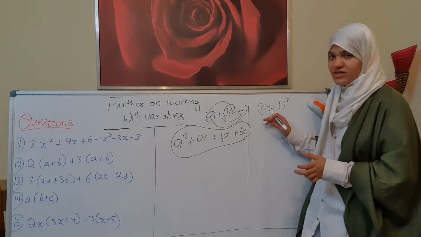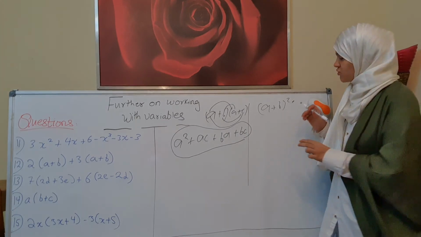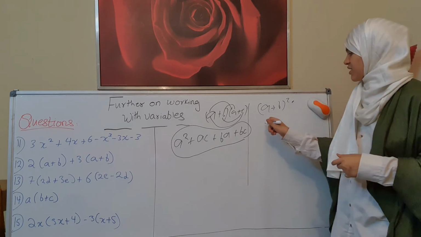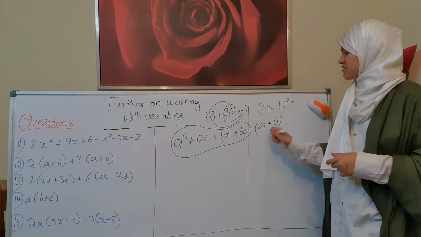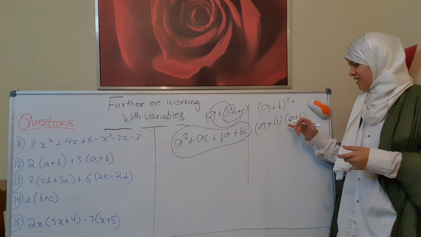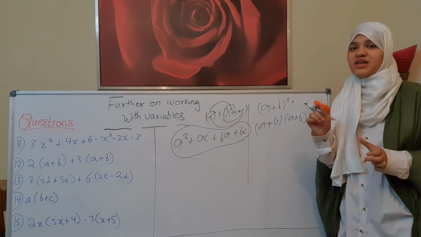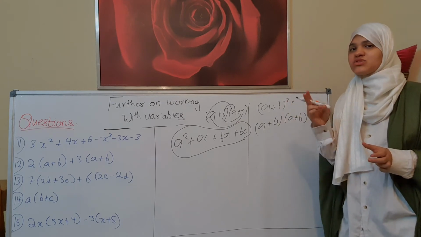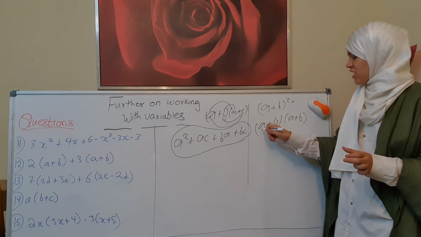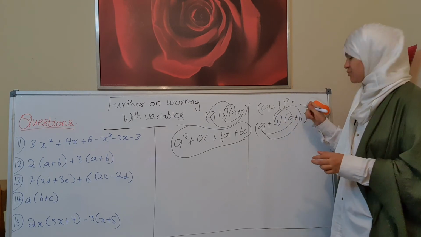What about this one, a plus b squared? What does it mean when they say squared? That means we multiply this bracket by itself, 2 times. For example, a plus b times a plus b. Squared means multiply the number or the variable by itself 2 times. Here, a will multiply a and b, and b will multiply a and b.